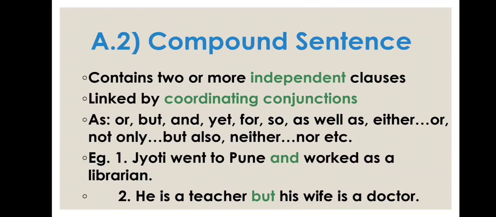In the second example, he is a teacher but his wife is a doctor. See again here, he is a teacher, independent clause. His wife is a doctor, another independent clause. And these two independent clauses are linked by the coordinating conjunction but. So this is also a very good example of compound sentence.